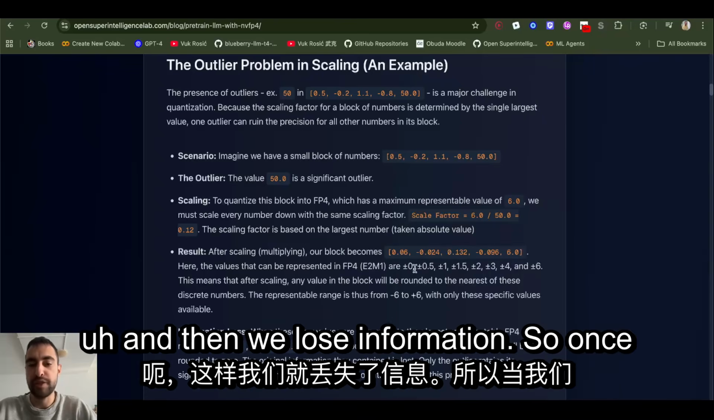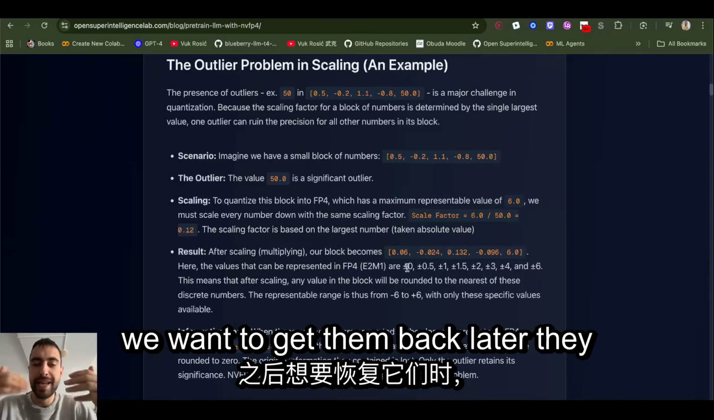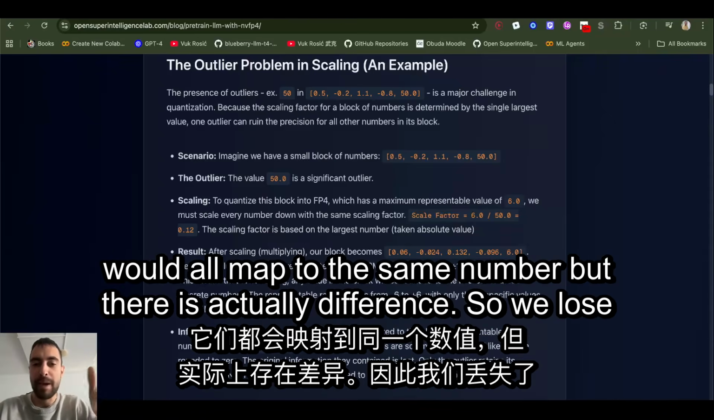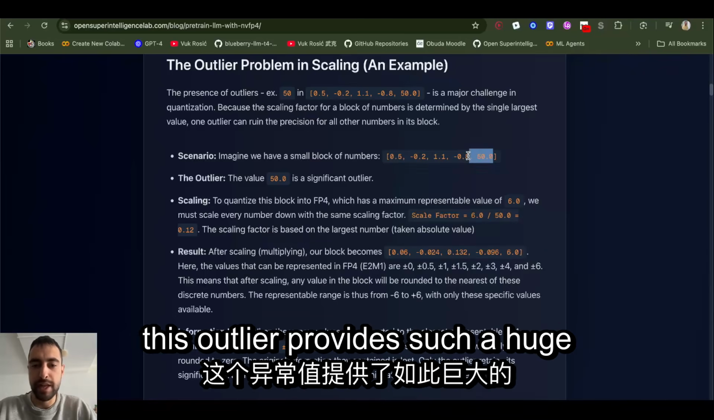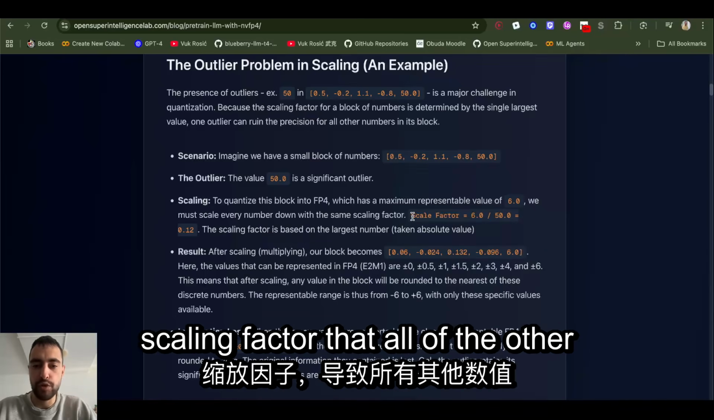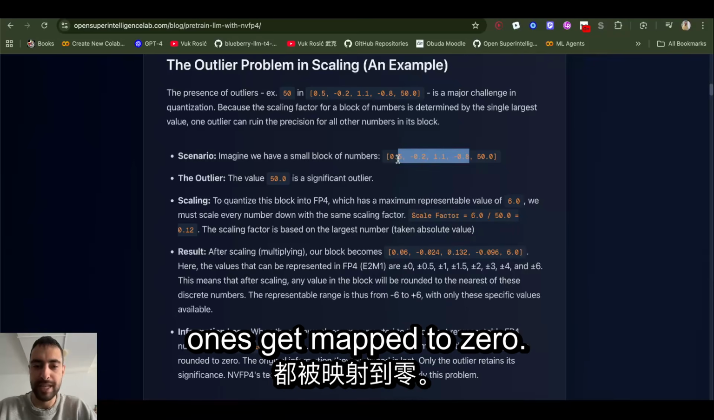And then we lose information. Once we want to get them back later, they would all map to the same number, but there is actually a difference. So now we lose information because this outlier provides such a huge scaling factor that all of the other ones get mapped to 0.